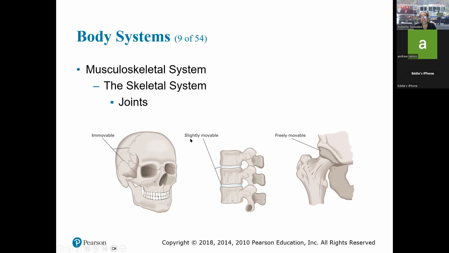Then you have your slightly mobile joints, which is basically your backbones, and their discs, the spongiosum. I'm sorry. Then you have your freely movable joints. This is one of the freer ones, which is basically your acetabulum and the head of the femur.